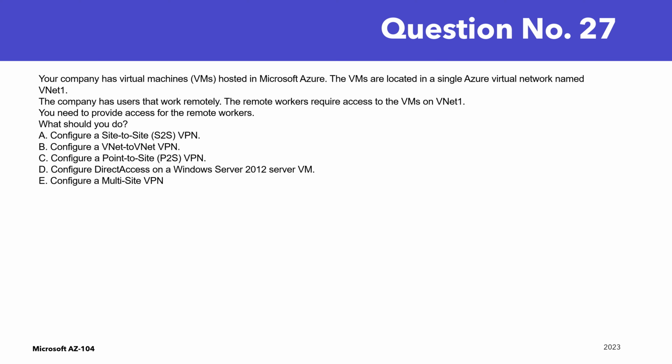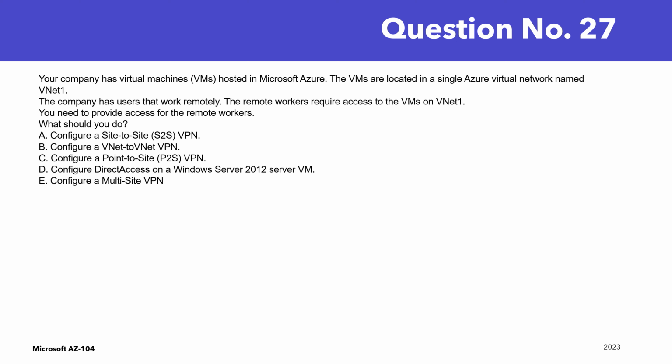Your company has virtual machines, VMs, hosted in Microsoft Azure. The VMs are located in a single Azure virtual network named VNet1. The company has users that work remotely. The remote workers require access to the VMs on VNet1. You need to provide access for the remote workers. What should you do?